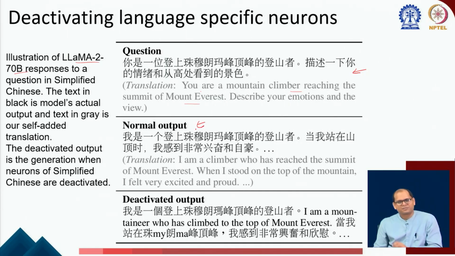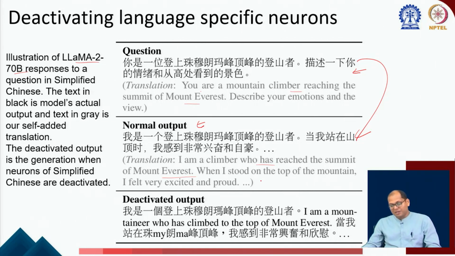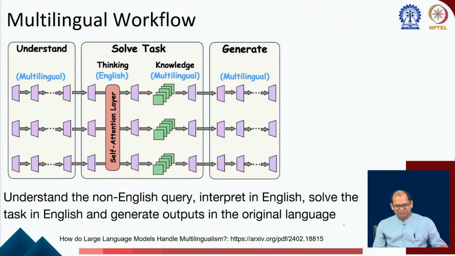This is your normal output. If you do not change your model anything, it gives an output in Chinese, right? And this in translation means: I am a climber who has reached the summit of Mount Everest. I am very excited and proud. That's typically the answer. But what if I deactivate the Chinese specific neurons here? After deactivation, this is the output, and you see, in between it is also producing an English output, right? It's not just giving a Chinese output; it's mixing with English output. So that's a problem. So you remove language specific neurons, and the performance is degrading on that particular language.